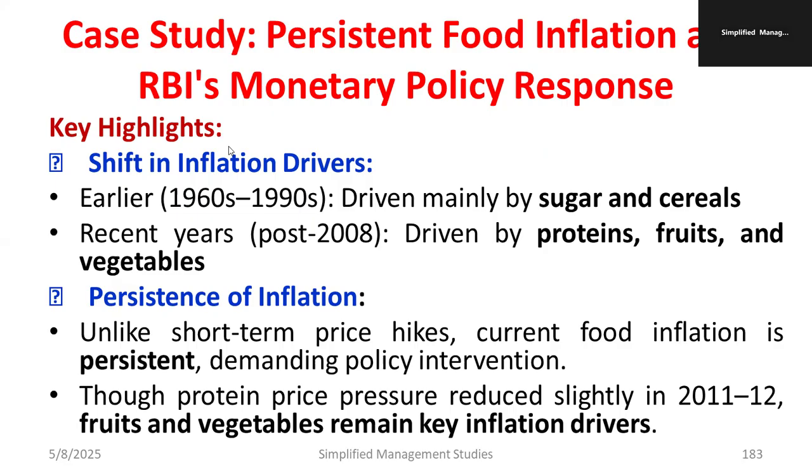Now, the reason for persistent inflation. Unlike a short-term price hike, current food inflation is persistent and demands policy intervention. Though protein prices' pressure reduced slightly in 2011-12, fruits and vegetables remain key inflation drivers. After 2011-12, there was a slight decline in the price of protein, whereas fruits and vegetables keep continuing the same inflation rate.